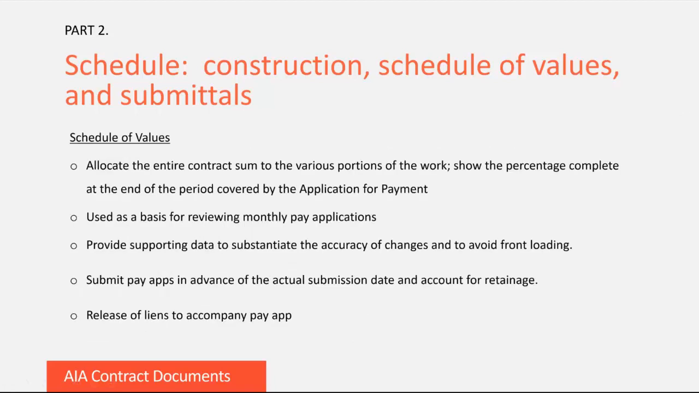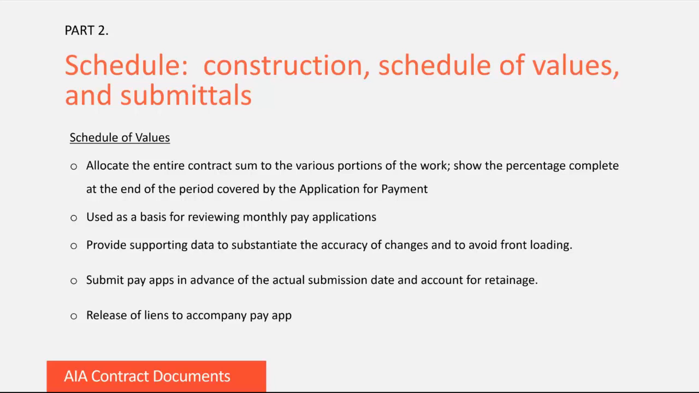Schedule of values. For fixed price or guaranteed maximum price contracts, the contractor will likely be required to submit a schedule of values before the first pay-app. A schedule of values allocates the entire contract sum to the various portions of the work. The contractor will need to show the percentage of completion for each activity as of the end of the period covered by the application for payment. The schedule of values is then used as a basis for reviewing the contractor's monthly pay applications.